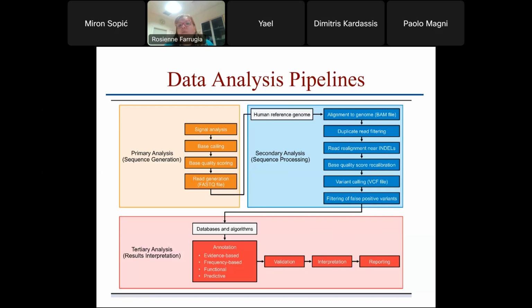The validation could be checking in other patients, it could be checking in a different cohort, it could be doing functional work, maybe creating an animal model. So validation can vary depending on what the research question was.